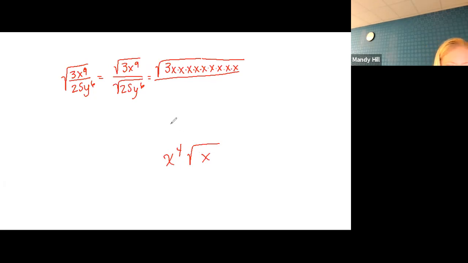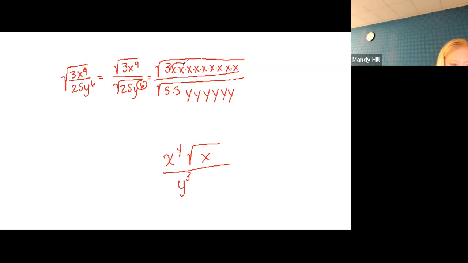Okay, so we know that. On this one, we know that 25 is 5 times 5, and we would have 6 y's. Okay, and then if we wanted to cheat, we know that we would do 6 divided by 2, which goes perfectly. So we would have a y to the third. 6 divided by 2 is 3. We wouldn't have any remainders on the bottom.